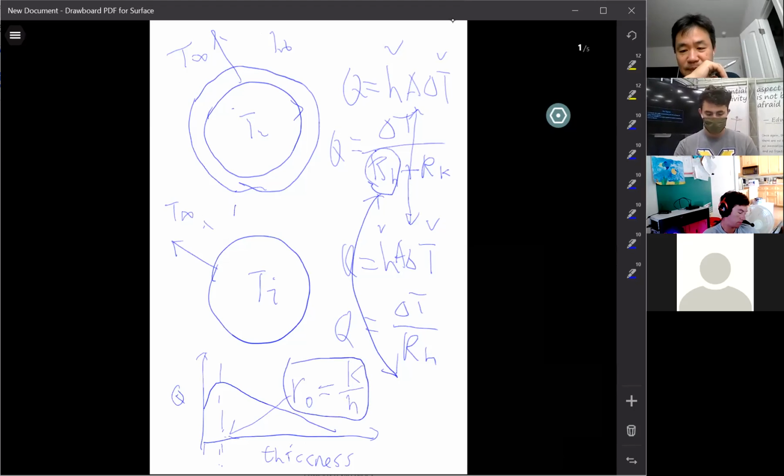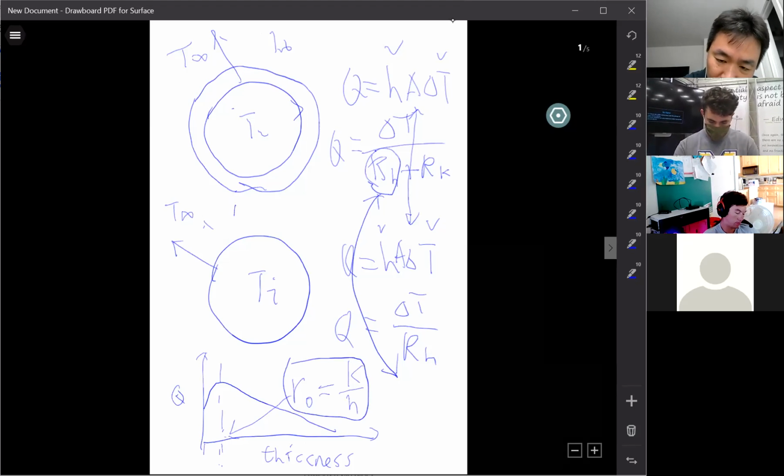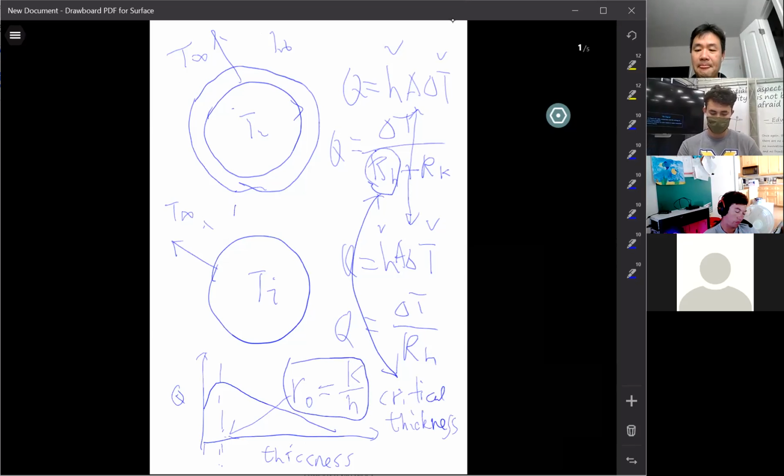heat transfer. This is called the critical thickness. If you do the calculation, you will see it's pretty tiny.